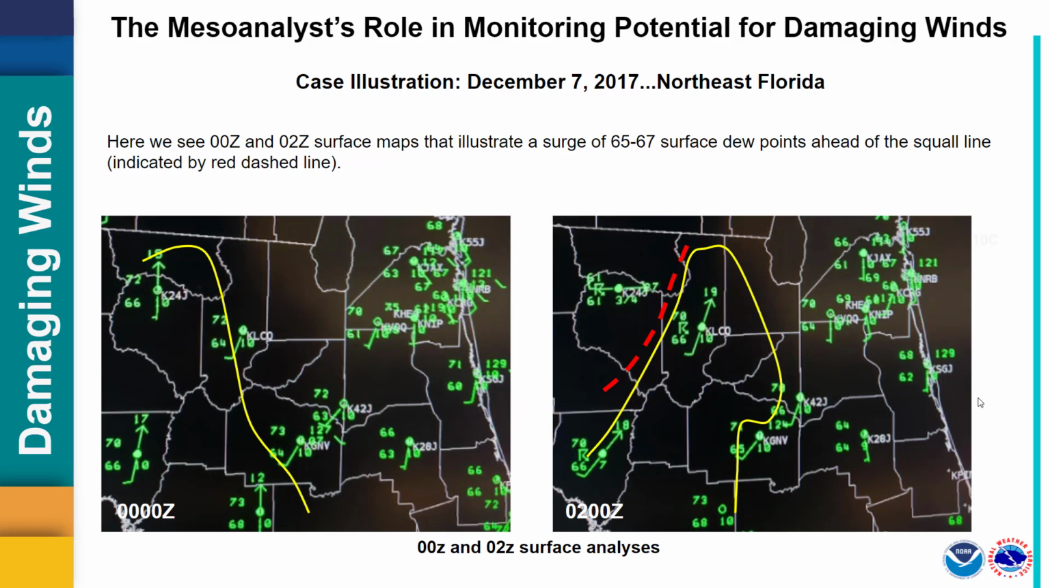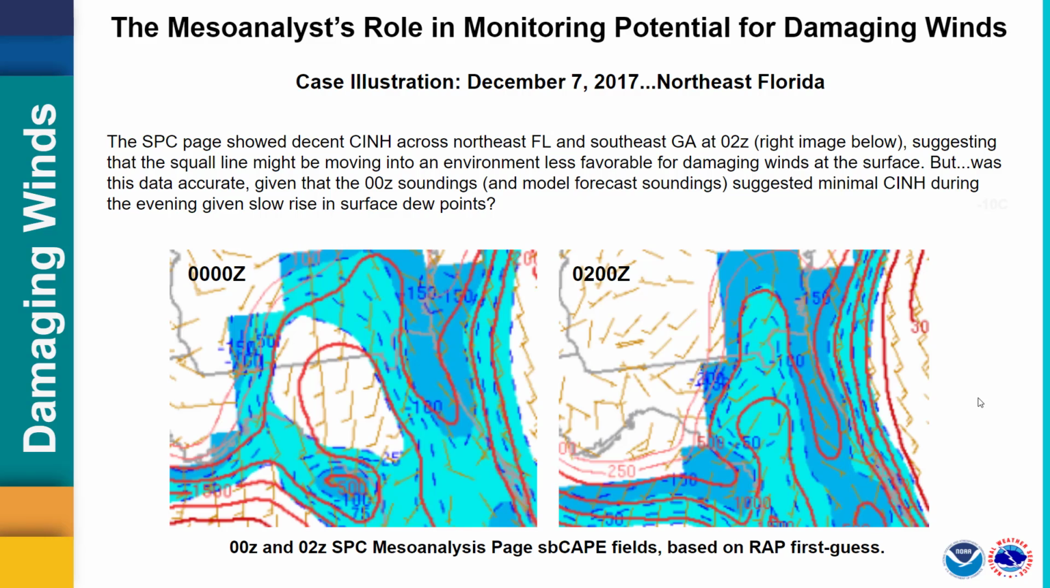Also note that overall, there is likely very little change in stability during this period. Even where temperatures are falling slightly, dew points are rising. Now the SPC mesoanalysis page, surface-based CAPE, which is based initially on the RAP, suggested some stabilization during this period, perhaps leading to a less favorable environment for the squall line as it progressed eastward into northeastern Florida, furthering the SPC outlook suggestion of a decreasing threat with eastward extent.